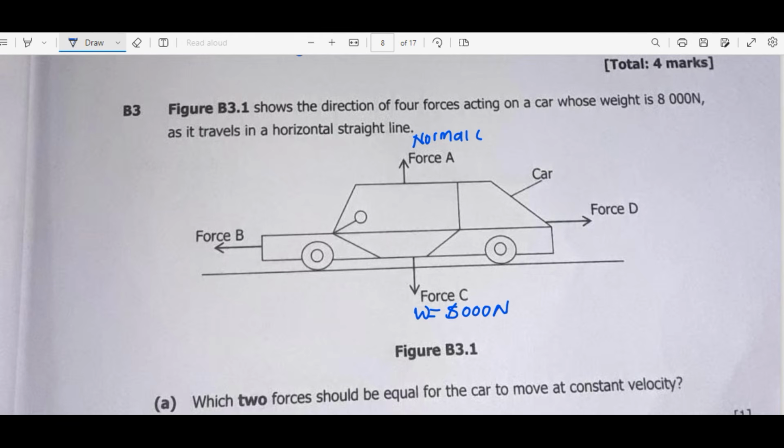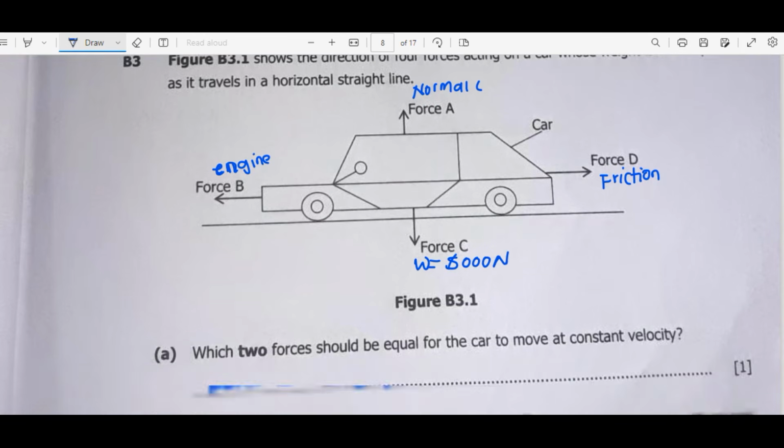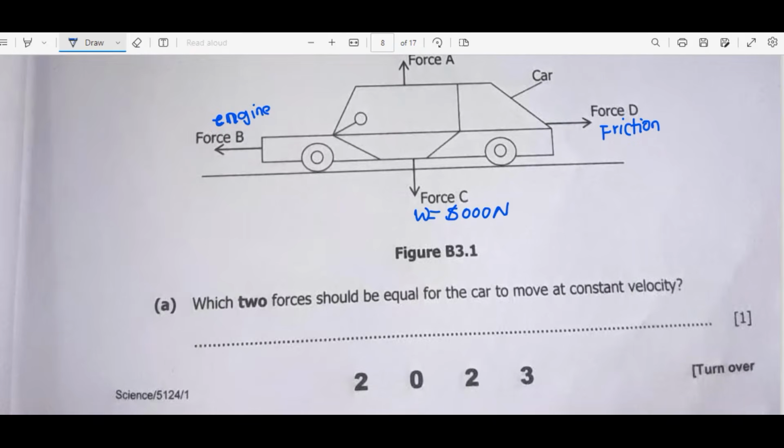Now we have force B. So let's say this force B is produced by the engine. Okay, then this one we can just say it's a friction force. Remember, the friction force opposes the movement, the forward movement.